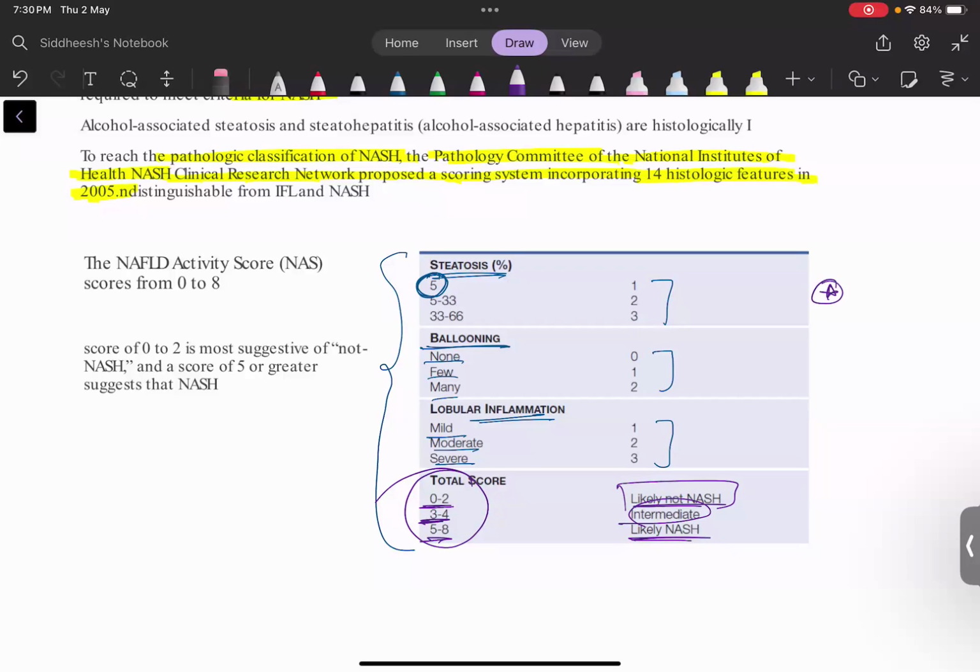So if you want, you can ignore this table as of now. This is only for the people who are in the starting 1st to 3rd year. Others, remember this part, what we are using for marking for the NASH part.